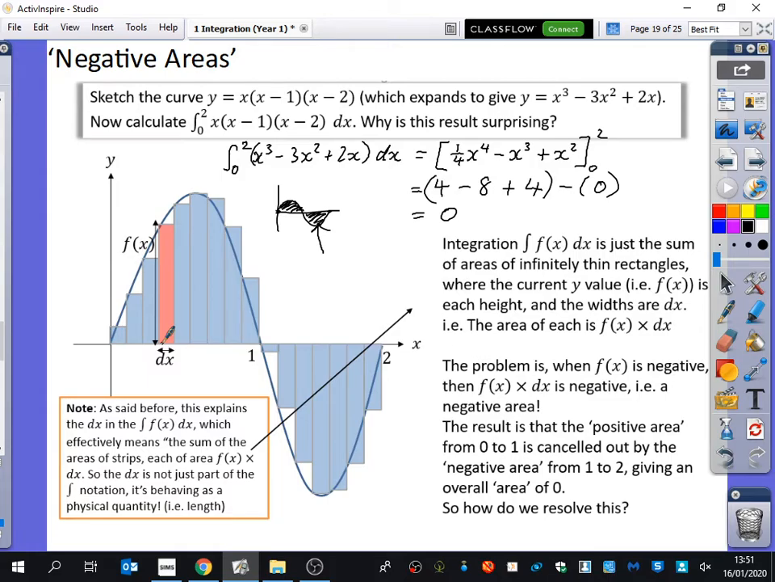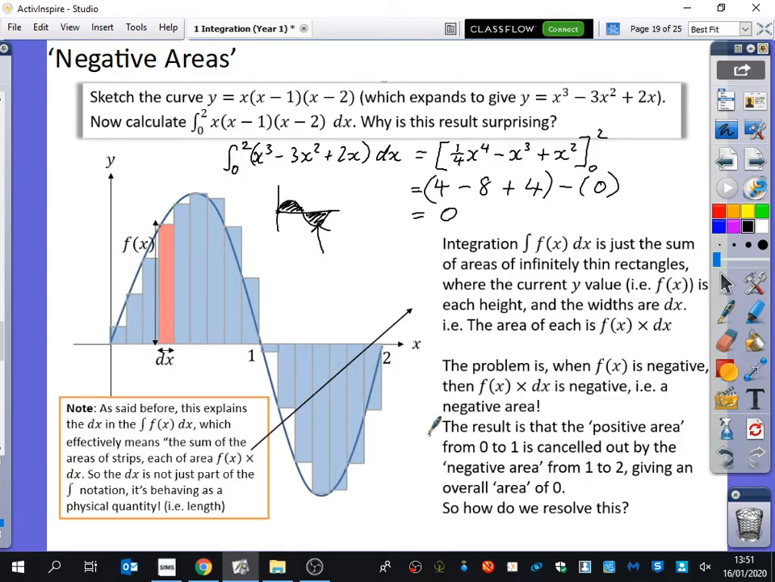The problem is, when f of x is negative in this section that we have here, then f of x times dx is negative as well, because the value of f of x is negative. So as far as our method is thinking here, they're just saying the area of this rectangle is minus something multiplied by dx, which is obviously just going to be a minus number there.